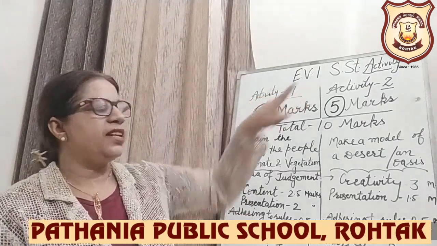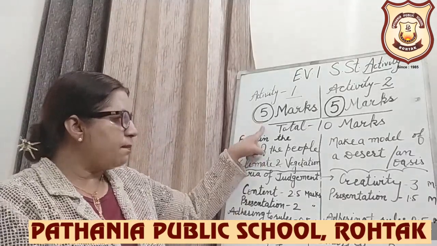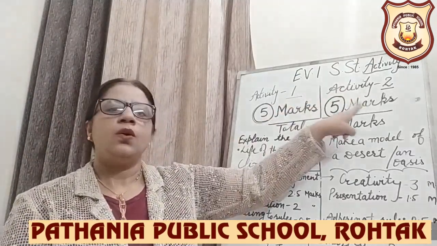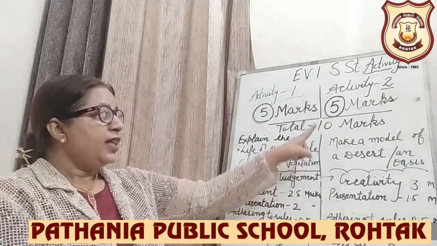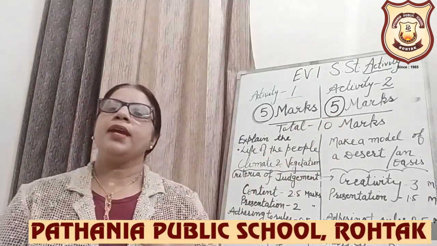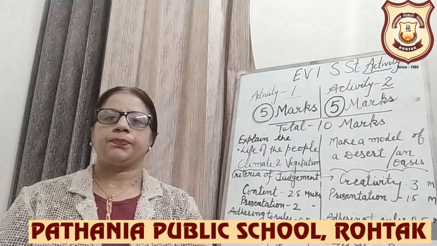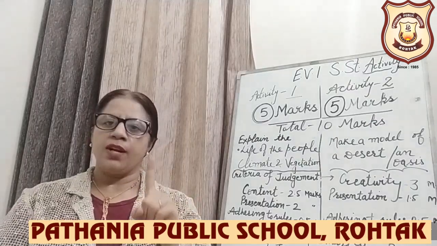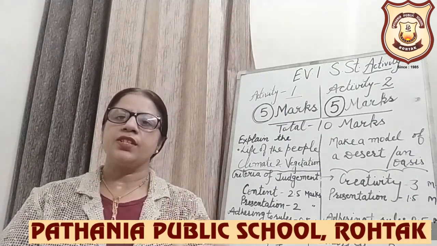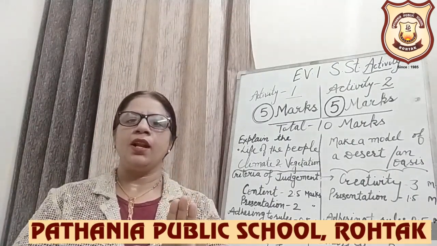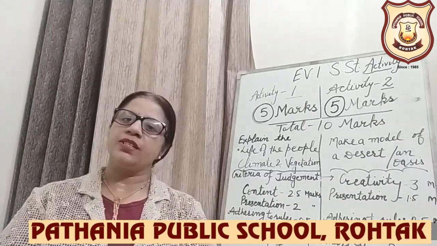Total EV1 activity is of 10 marks. Activity number 1, 5 marks. Activity number 2, also 5 marks. Total 10 marks. In activity 2, you have to make a model of a desert or an oasis. You have to make any one model and you have to take a pic with that model. Okay, children, you have to send it to me, means to your subject teacher.